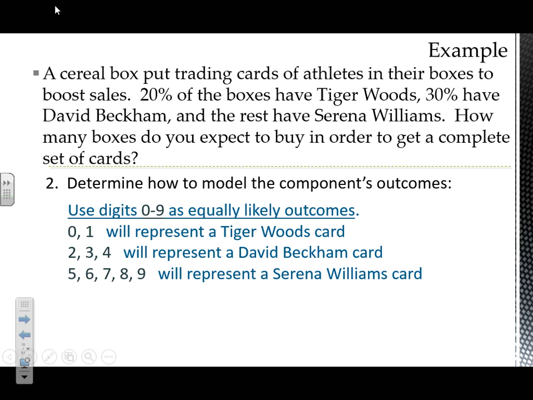Everyone okay with that? So here's how we're going to distribute our values then. 0, 1 Tiger, 2, 3, 4, David Beckham, 5 through 9, Serena Williams.